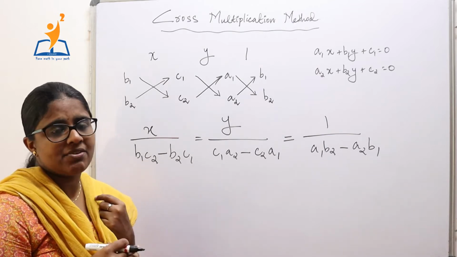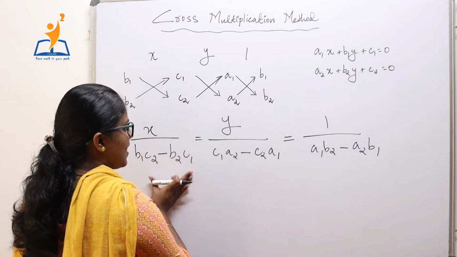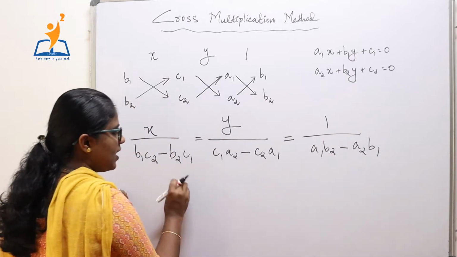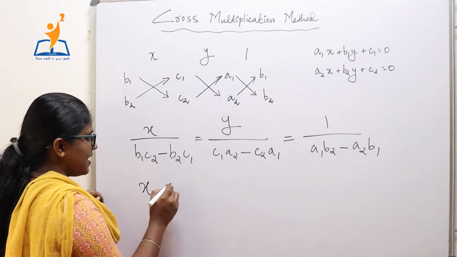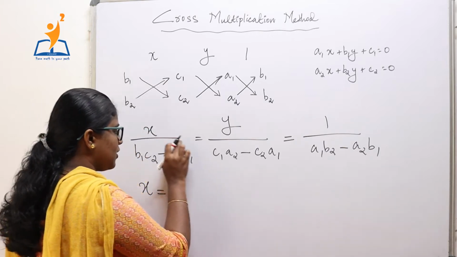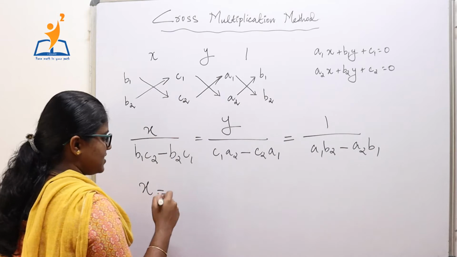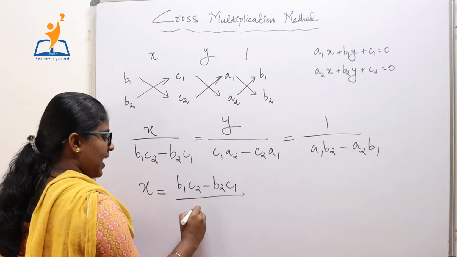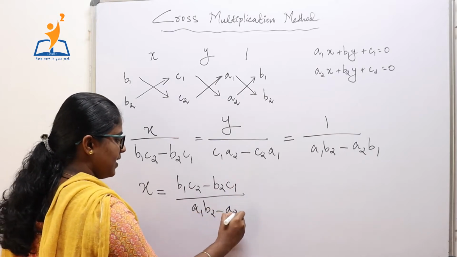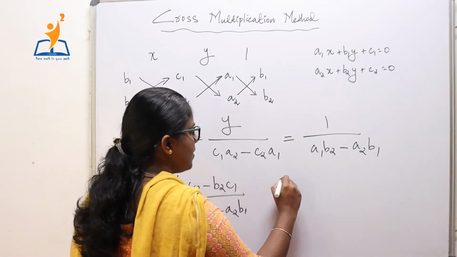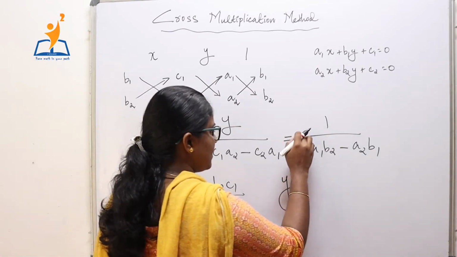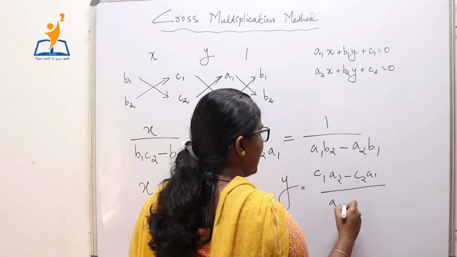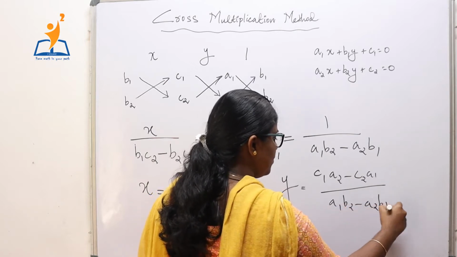How will we find x and y from this equation? This particular fraction is equal to this particular fraction, equal to this particular fraction. So both of these two are equal. So we can consider x is equal to, we can multiply this particular term into this fraction, so we will get b1 c2 minus b2 c1 by a1 b2 minus a2 b1. Now y is equal to, similarly, c1 a2 minus c2 a1 divided by a1 b2 minus a2 b1.